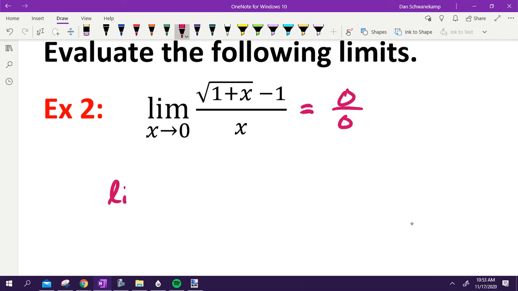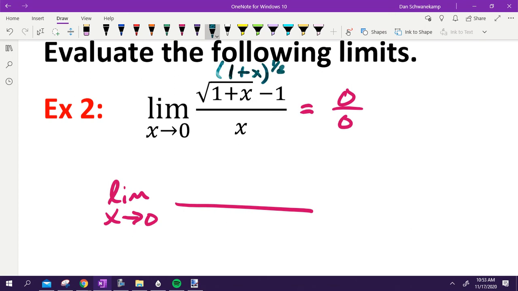Okay, so we're going to find the limit as x approaches 0 of the square root of 1 plus x, minus 1. I have to take the derivative of that. Remember, that's the same thing as 1 plus x to the 1/2 power. 1 plus x to the 1/2 power. Luke, what's the derivative of that going to be?